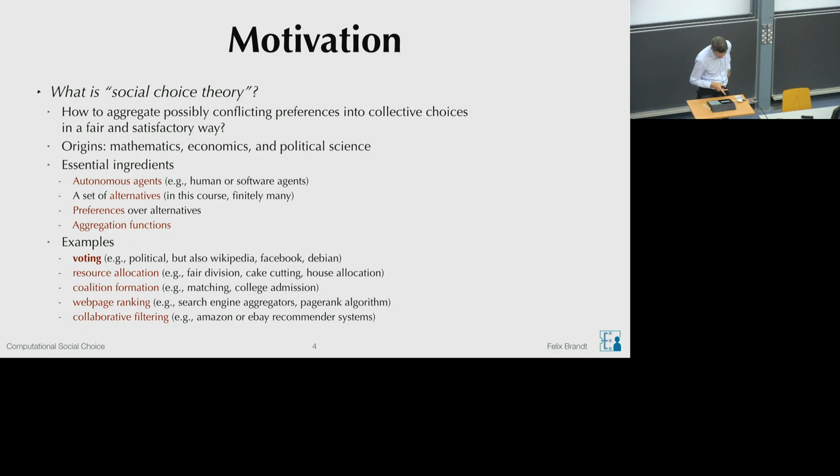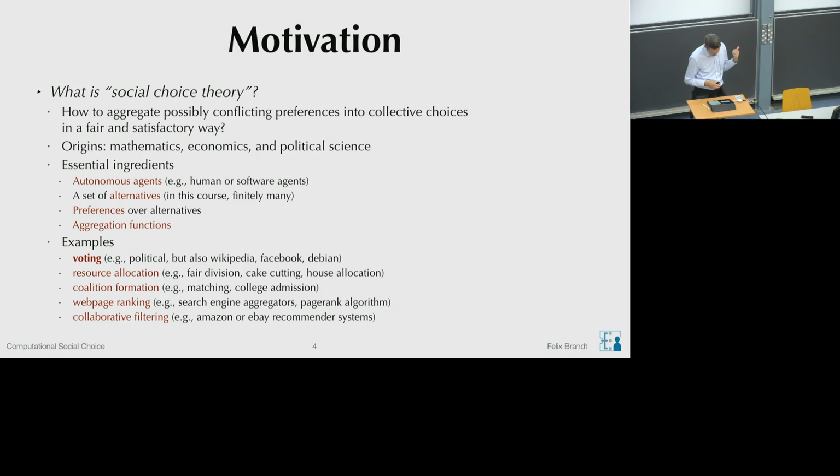As you can see at the bottom of the slide, this very general framework that I just sketched has lots of applications. The prime application usually is voting. When people think about social choice, they usually think about voting, but there are many other applications as well. For instance, maybe let me pick out one or two of them.